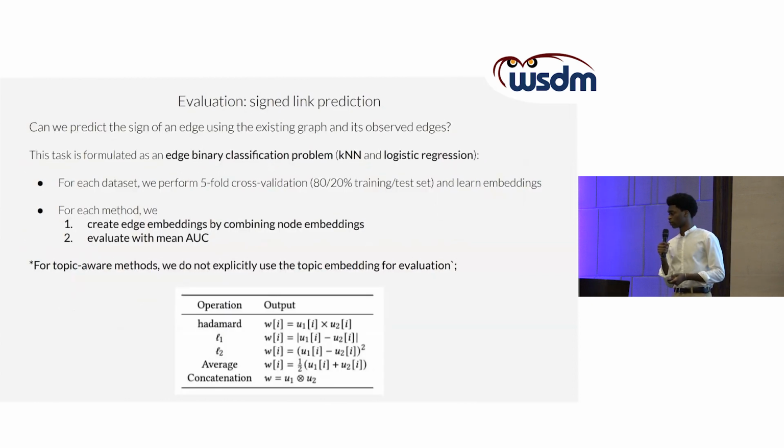To evaluate the model, we use something very common in signed embedding methods: sign link prediction. It's a binary classification problem. Given an edge, are we able to say if it's positive or negative? To do this, we create edge embeddings determined by combining the two node embeddings at stake. We tested 5 different operations, such as averaging the node embeddings, or differentiating them.